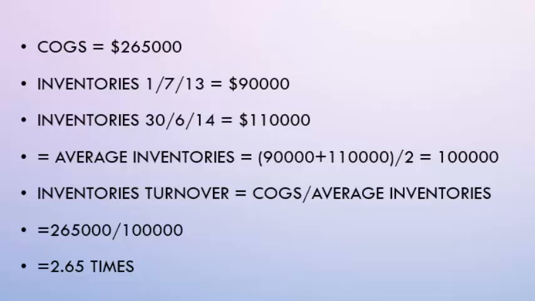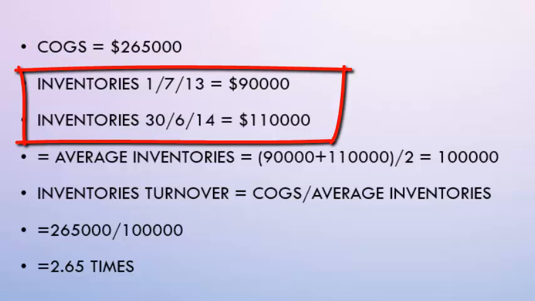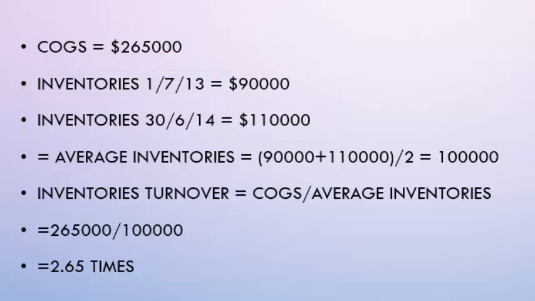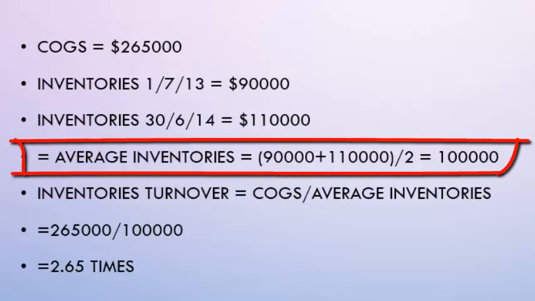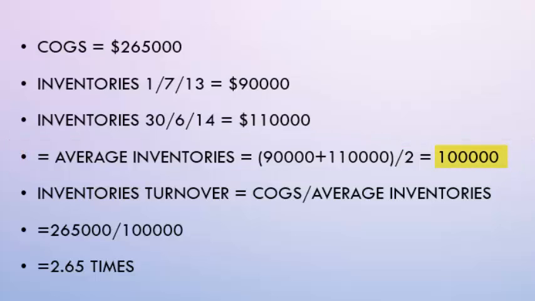Our cost of goods sold from our income statement, you can see, is 265,000. Our inventories at the start of the year were 90,000. At the end of the year, they were 110,000. So therefore, the average inventories for the year is 90,000 plus 110,000 divided by 2, which is 100,000.